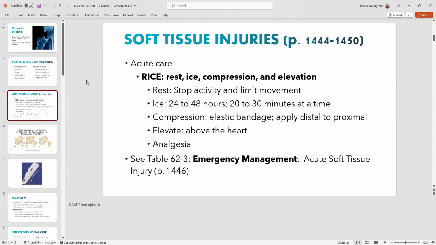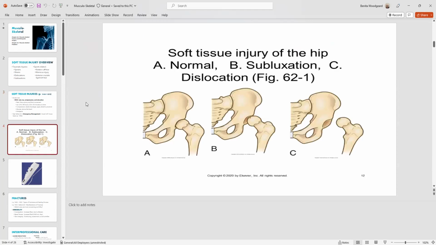Okay, again, it looks like I have a table here for emergency management of acute soft tissue injuries and a page you can look at in the Lewis Med Surg book. I do have included on this PowerPoint the picture of a normal joint, a dislocation, and a subluxation. So as you can see, the subluxation is total separation, whereas a dislocation is not.